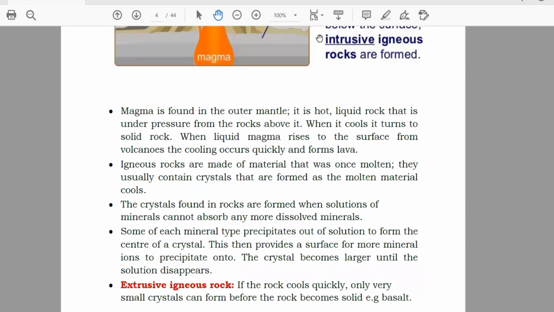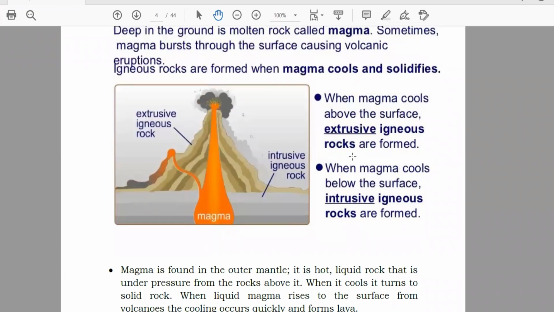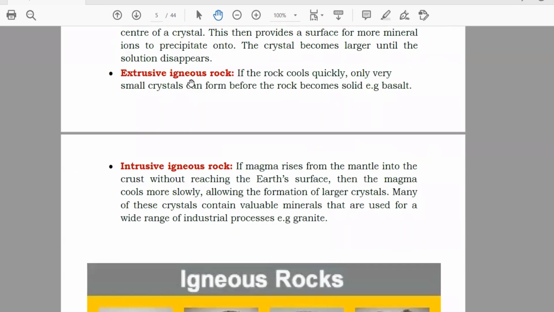Now, if you see the further detail, they're saying magma is found in the outer mantle. If you talk about where exactly the magma is found, it is hot liquid rock that's under pressure from the rock above it. When it is cooled and turned into solid rock, the liquid magma rises to the surface from the volcano and then comes out in the form of lava. So here they're telling the whole process: where the magma comes from, how it comes out, and how it is formed. It is the same thing I explained in the difference between intrusive and extrusive rocks.